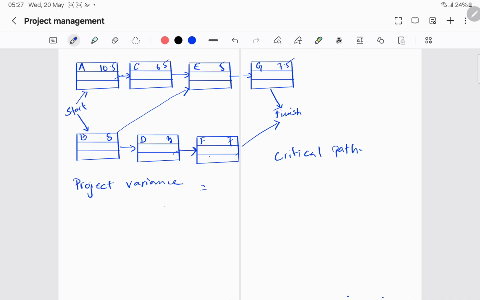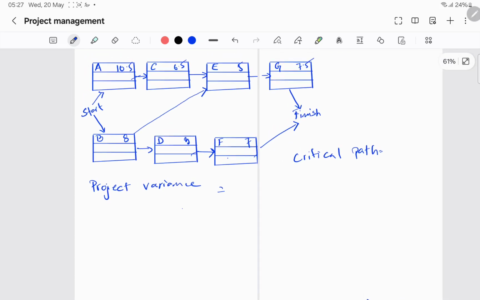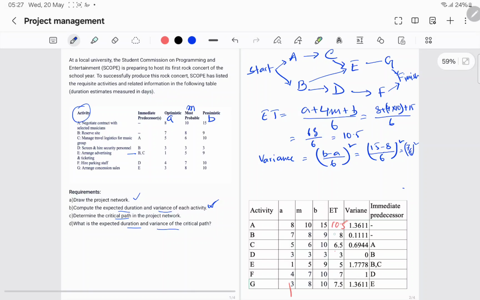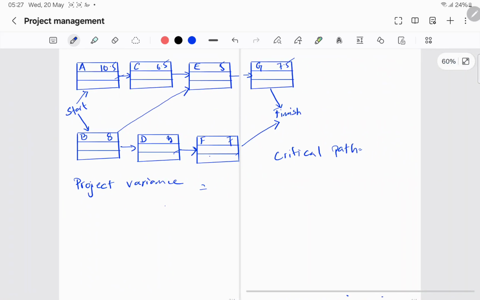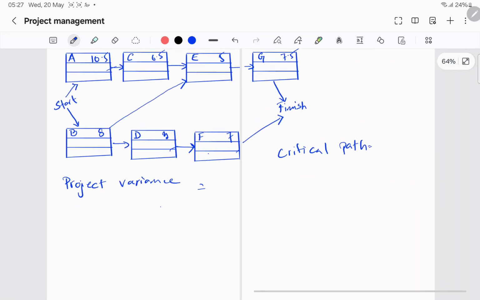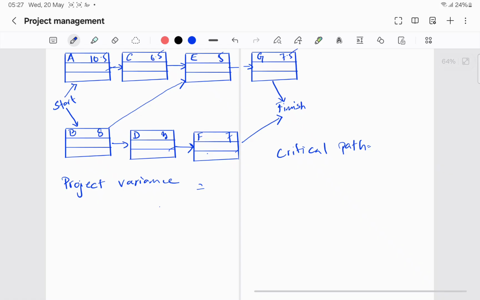You see that I wrote expected time on the right side of the first row: A 10.5, B 8, C 6.5. All the expected times are given here. The second row is for earliest start and earliest finish, and the third row is for latest start and latest finish. So let's do it.